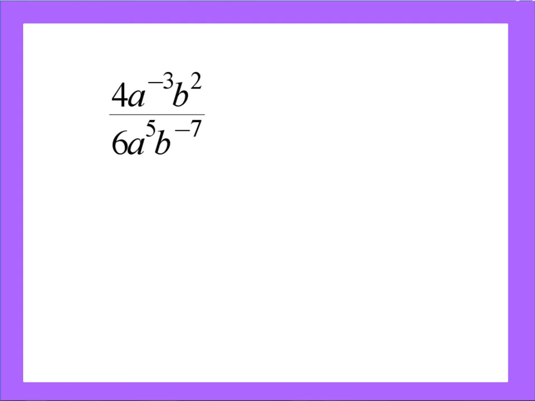Here we have a fraction to reduce, and we want to make sure that everything ends up as a positive exponent. First of all, I have 2 powers that are negative. So I'm going to move the a to the -3rd to the denominator, and I'm going to move b to the -7th to the numerator. Then 4 over 6, of course, is going to reduce to 2/3.